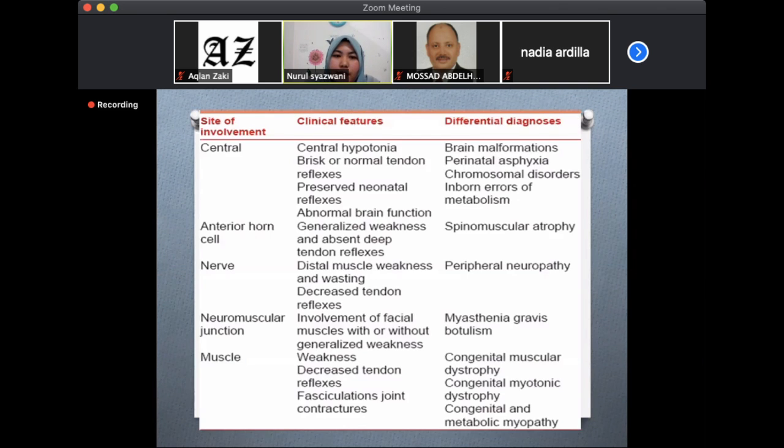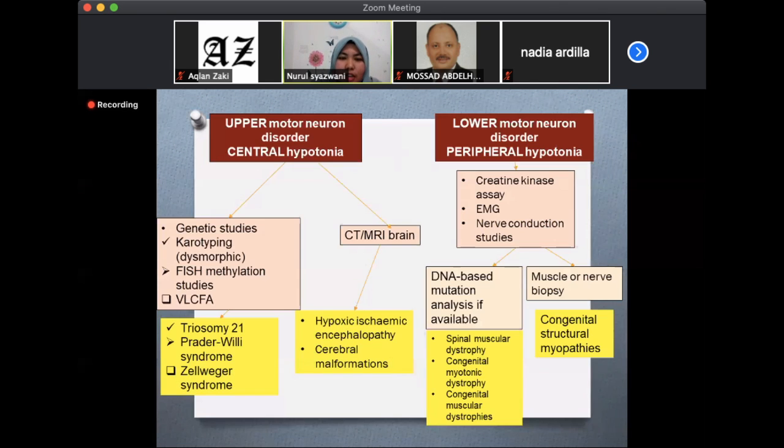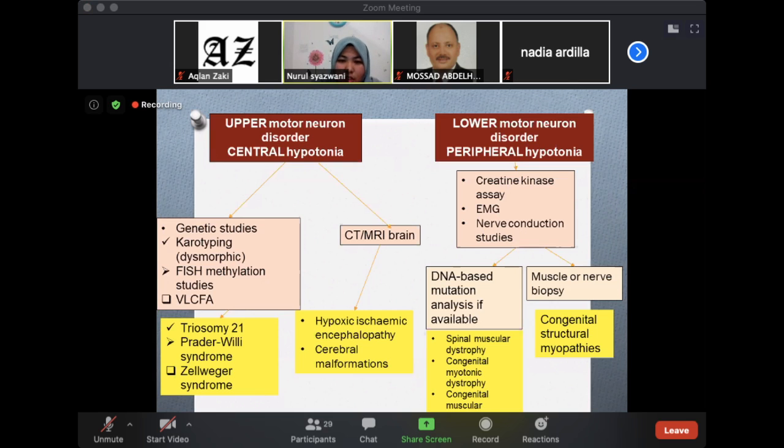Okay. So for investigation, it depends on whether it is an upper motor neuron lesion or a lower motor neuron disorder. For infants with central hypotonia, initial investigations include karyotype and also neuroimaging, which is CT or MRI brain.